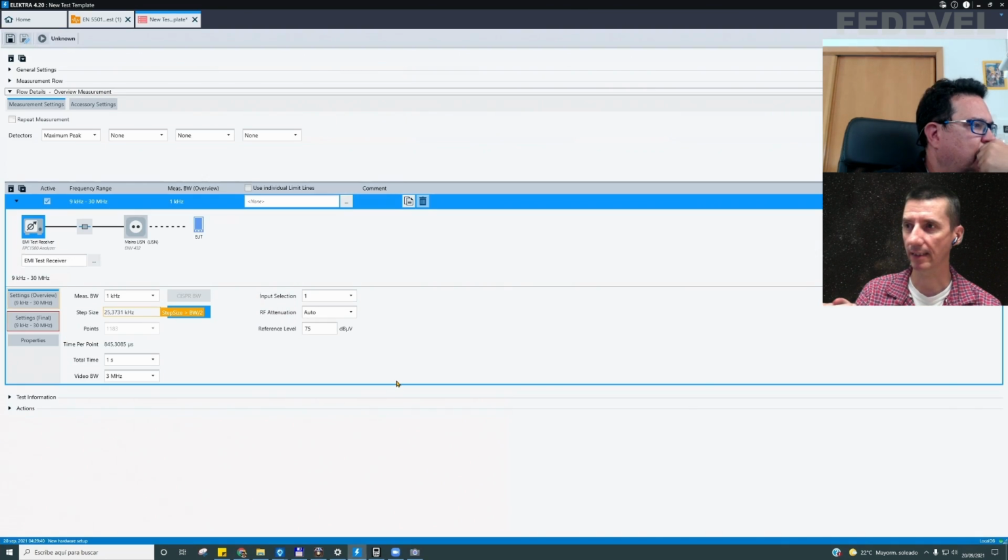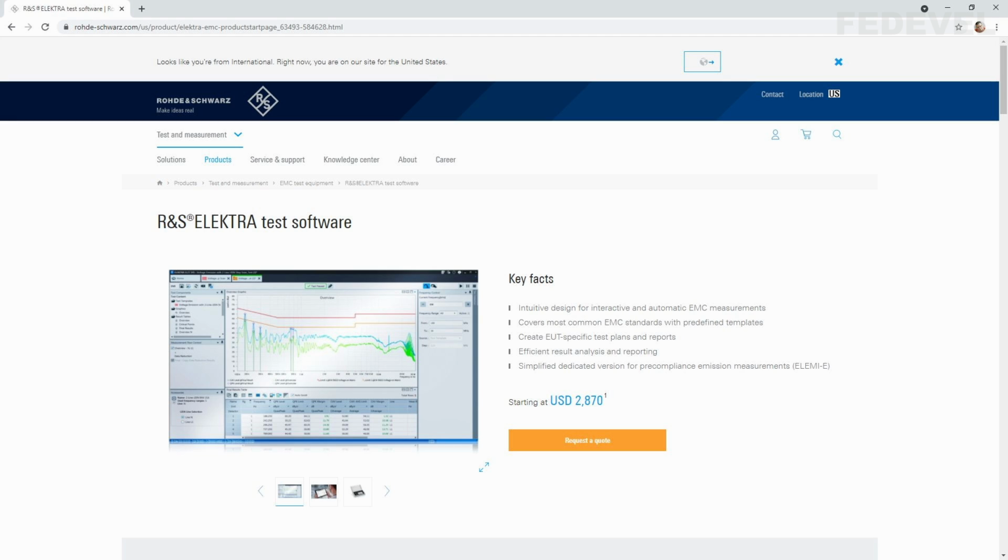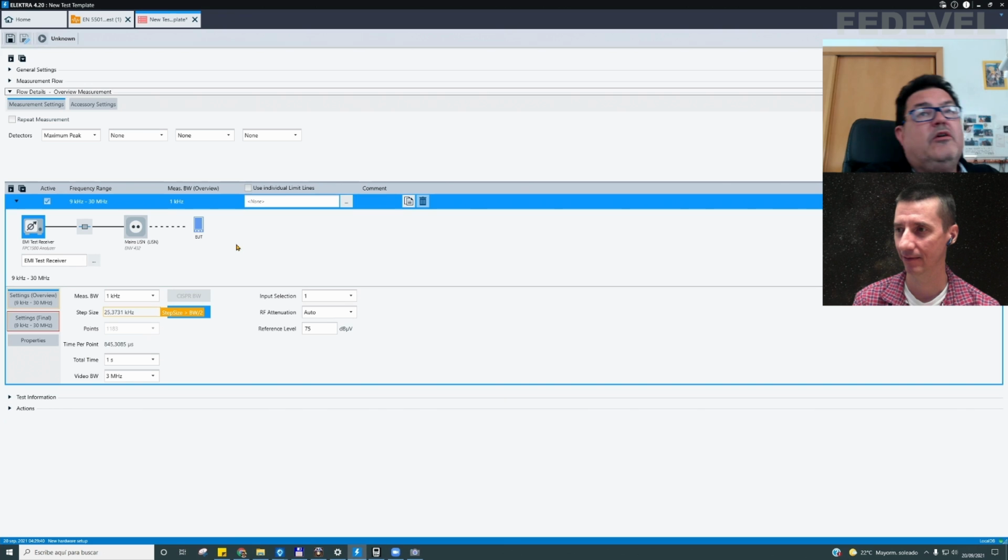So you will get this software when you buy the spectrum analyzer, correct? I don't know if this is free. But usually software is not very expensive compared with the instrument. I know, for example, that some of the software from Rohde and Schwarz is free, and some other software is paid. And I suppose it depends on the options you want to apply and on the instrument you are buying.